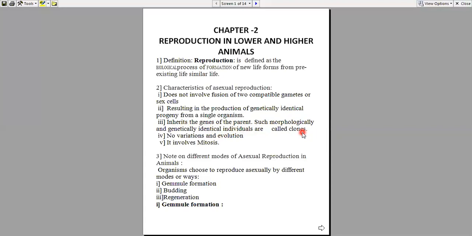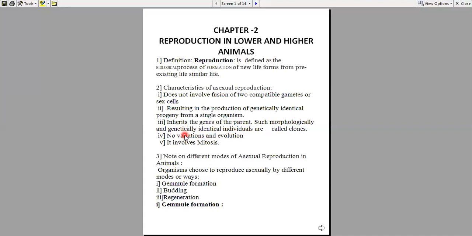So what are clones? You may get a question likewise. So clones are morphologically and genetically identical individuals. That is, those which are externally and genetically similar with their parents, they are called as clones. Their external and genetic makeup will be same like that of parents.